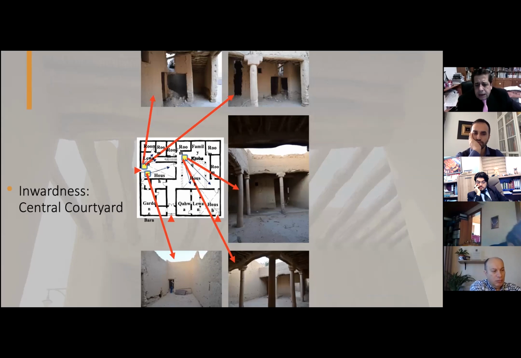So this central courtyard is like the heart of the house. It brings light to the house. It brings coolness to the house, and also ventilates and encourages the aerodynamic pattern in the house.